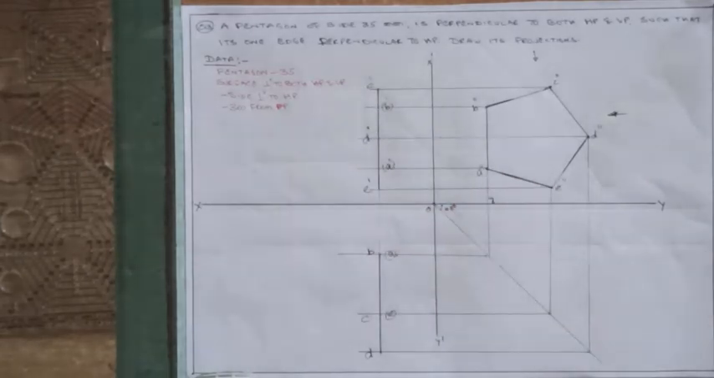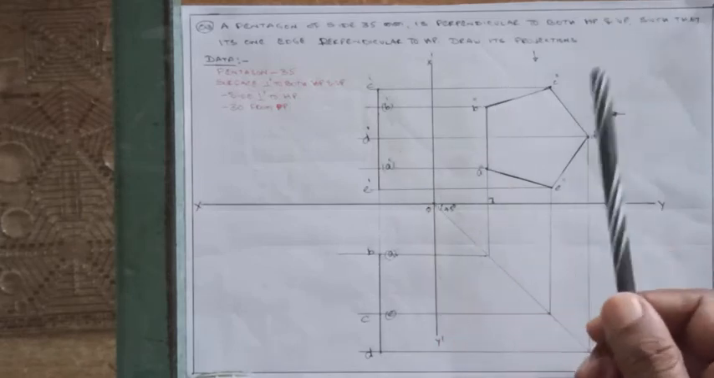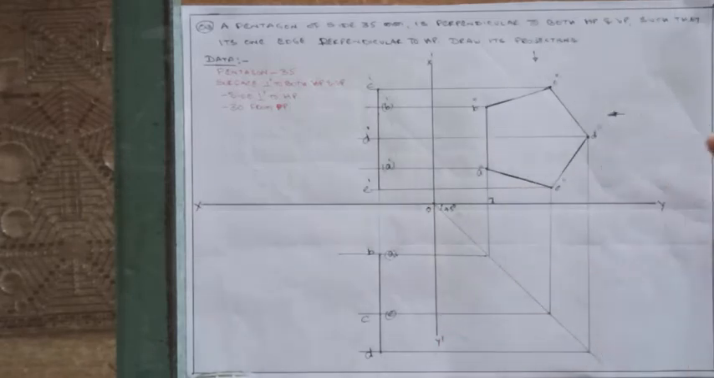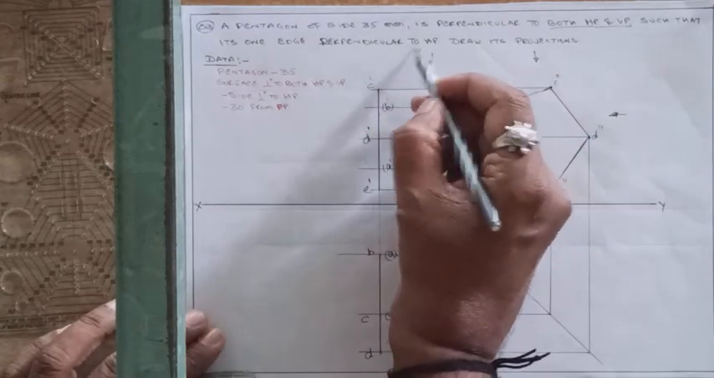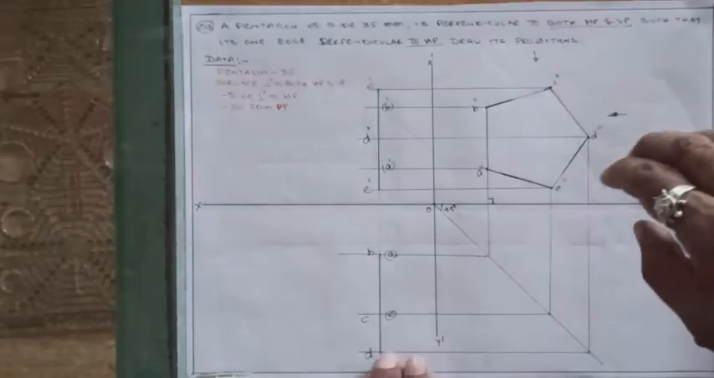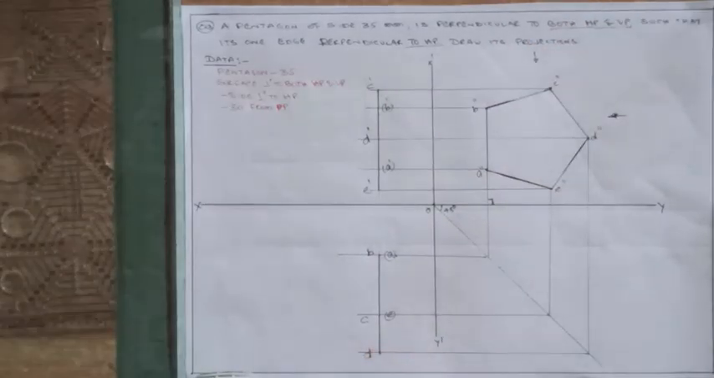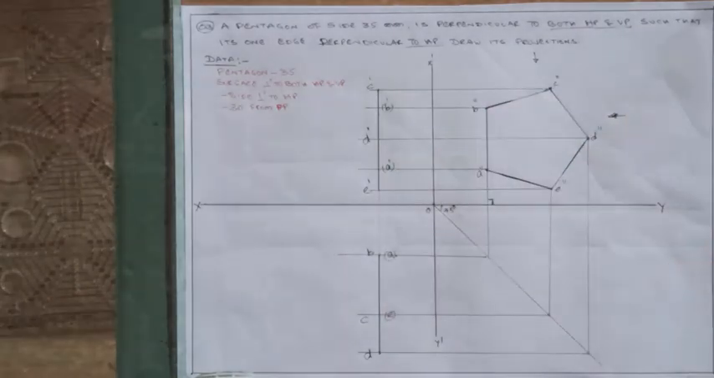For a pentagonal lamina, the condition is that the surface is perpendicular to both HP and VP, and the resting side is perpendicular to HP. It may be given parallel to HP, then the figure will be like this. If it is inclined to HP, then you have to construct the figure with the inclination. Here I have shown the example of a pentagon. They may ask square, rectangle, circle, pentagon or hexagon. Any figure can be done, but first see the condition.